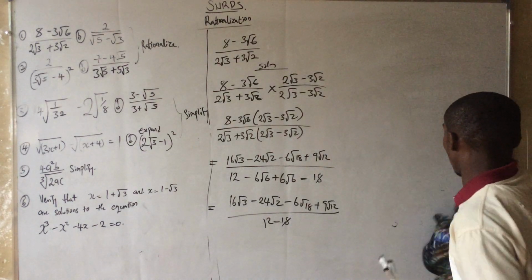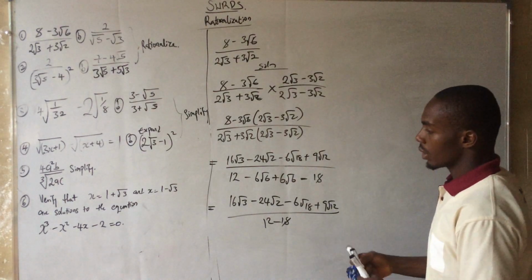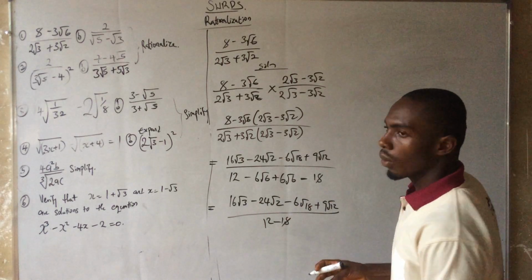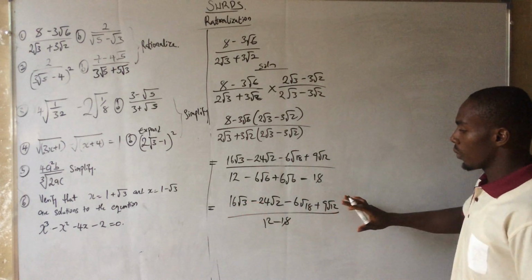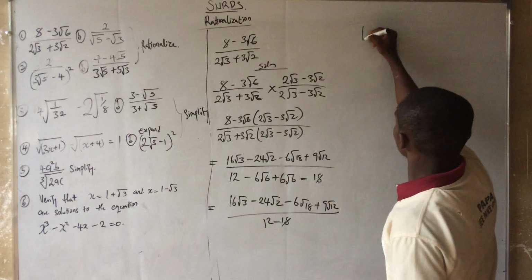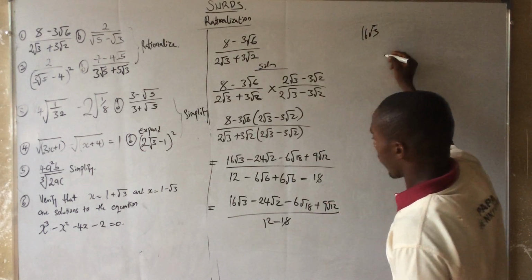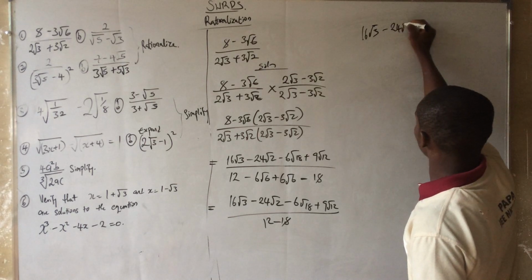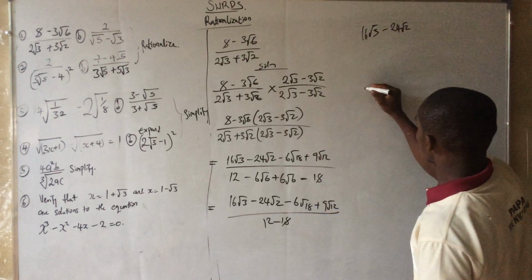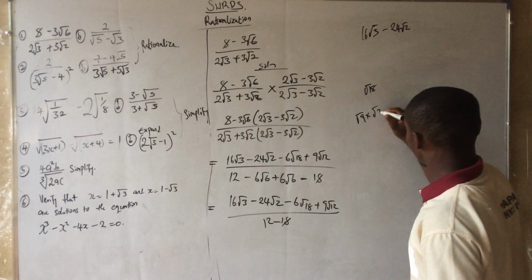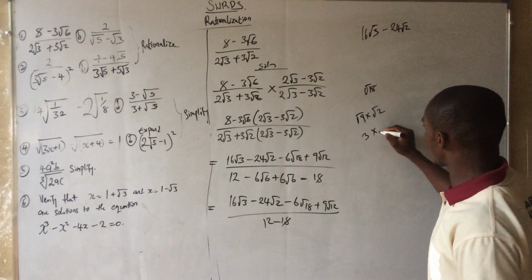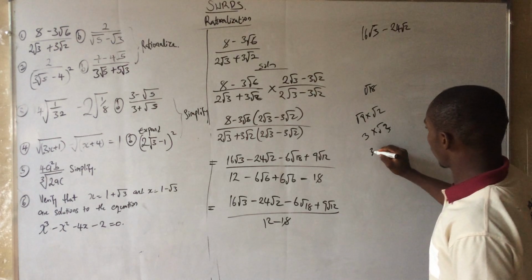So having gotten to this very place, we now expand. This is 16 root 3 minus 24 root 2. Now this is root 18, and root 18 can be written as what? Root 9 times root 2. And root 9 is 3, to give us 3 root 2.